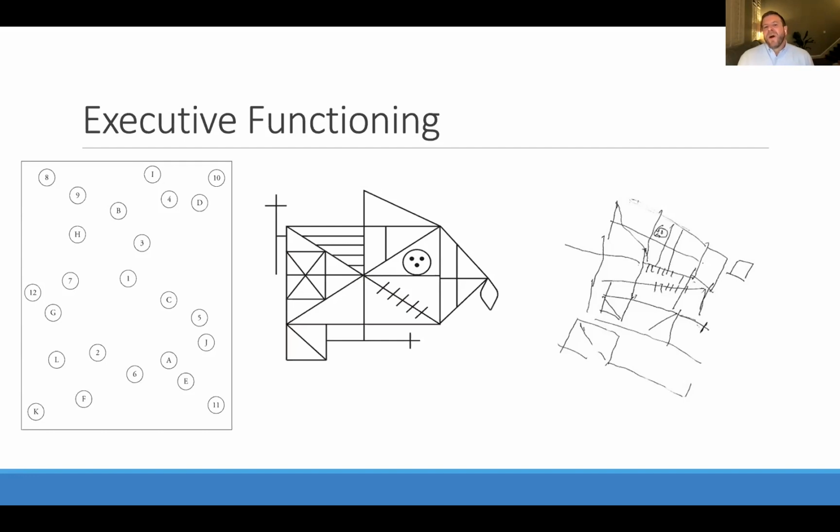The second one here is something called the Rey complex figure test. You might have seen that if you've come across it in testing, if you're a provider. This is where someone needs to copy this and try to create it as close as possible.